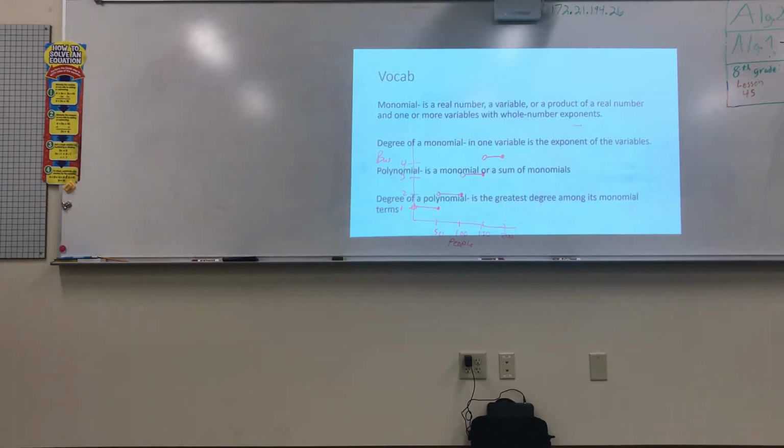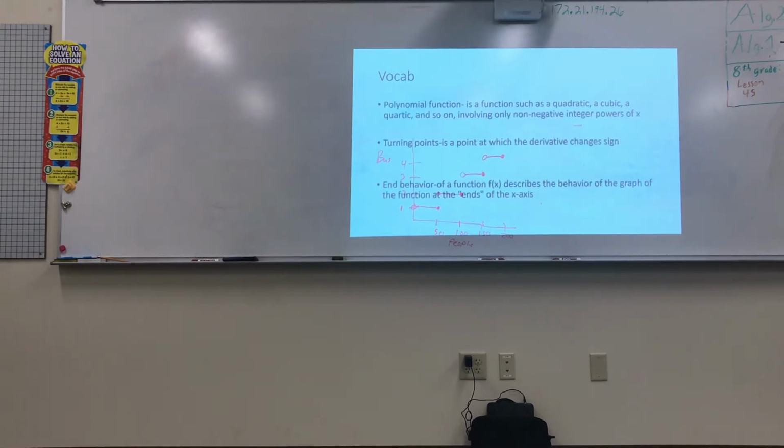A monomial is a real number, a variable, or a product of real numbers and one or more variables with whole number exponents. The degree of a monomial with one variable is the exponent of the variable. A polynomial is a monomial or a sum of monomials. The degree of a polynomial is the greatest degree among its monomial terms.